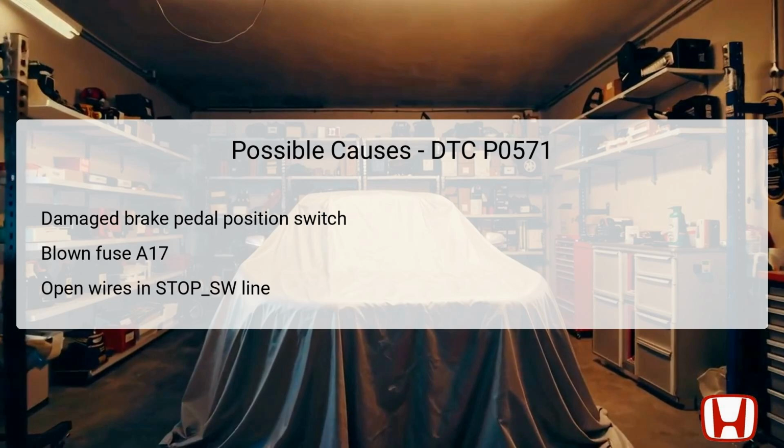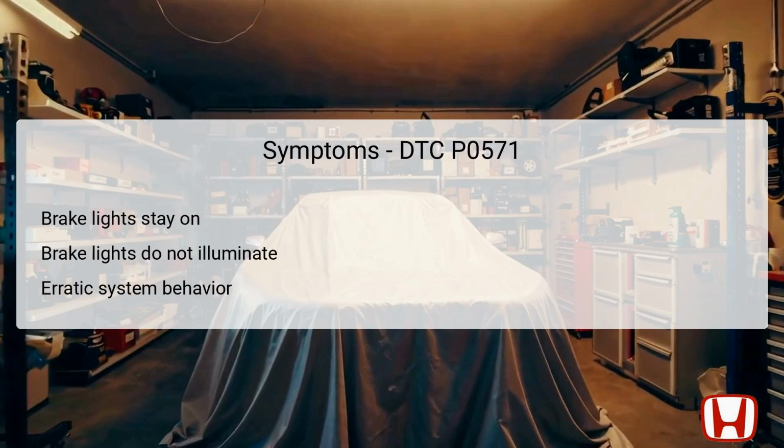Each of these causes needs to be systematically checked to accurately identify the root of the issue and proceed with the correct repair measures. The symptoms associated with DTC P0571 include the brake lights remaining illuminated continuously or not lighting up when the brake pedal is pressed. This dysfunction could confuse other drivers, posing a significant safety hazard.